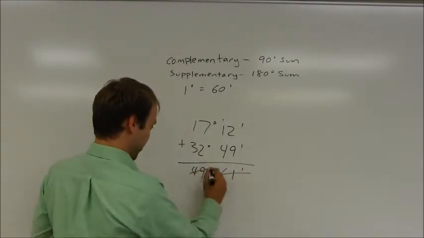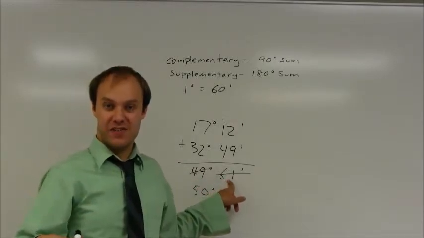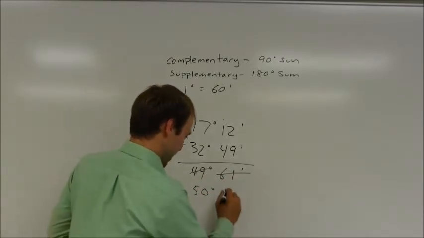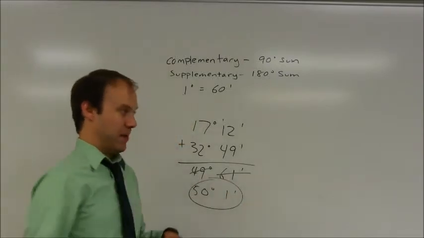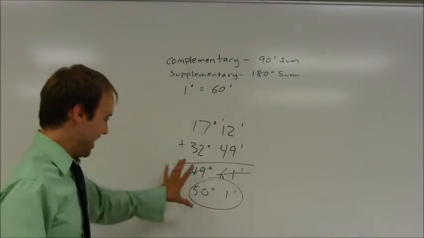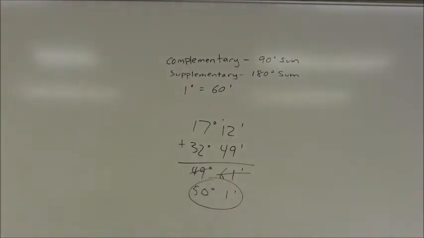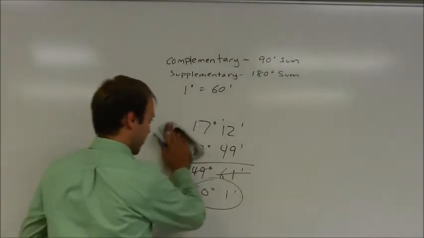That'll increase this to 50. I borrowed 60 of these minutes, so I'm left with 1 minute here. So it's 50 degrees and 1 minute. So you may have to do a little borrowing. You may have to transfer to write this in the best possible form. Okay? You're also going to see the same sort of thing when you're trying to subtract.